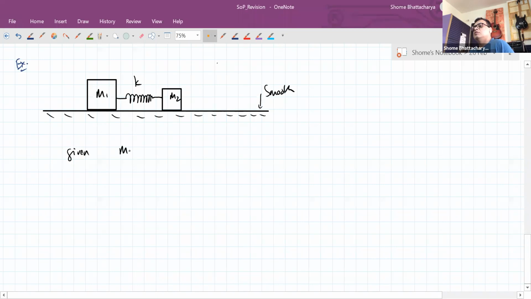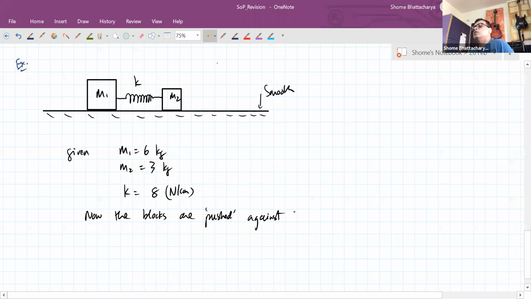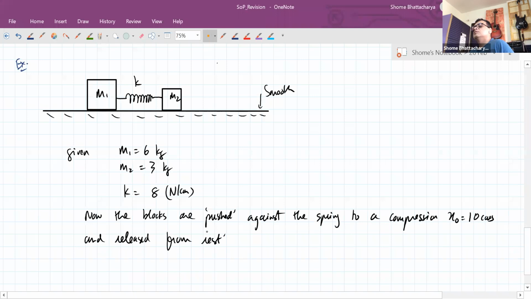So given M1 is equal to 6 kilograms, M2 is equal to 3 kilograms, and the spring constant is, let us say, 8 newtons per centimeter. Now, the blocks are pushed against the spring to a compression of, let's say, 10 centimeters and released from rest. Find their maximum speeds.